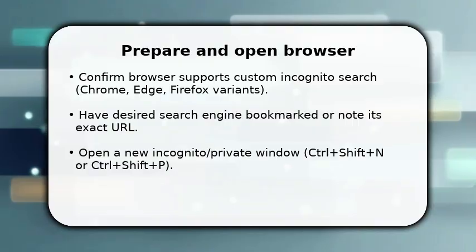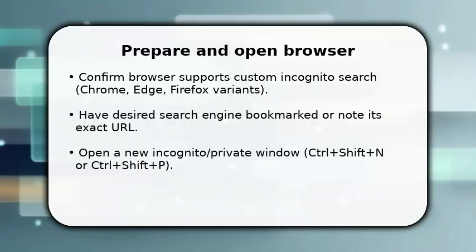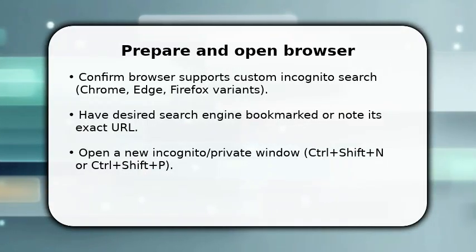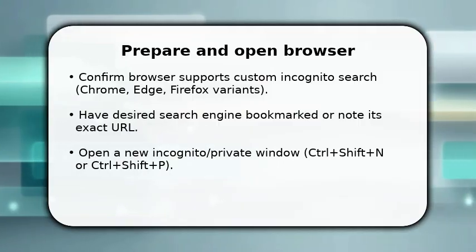You start by opening a private window and confirming your browser allows alternate search providers in private mode. Once done, locate the exact search engine URL or bookmark you want to use. You will need that for a quick manual query. Make sure extensions are allowed in Incognito if you plan to use one. Go to Extension Settings and enable permission.